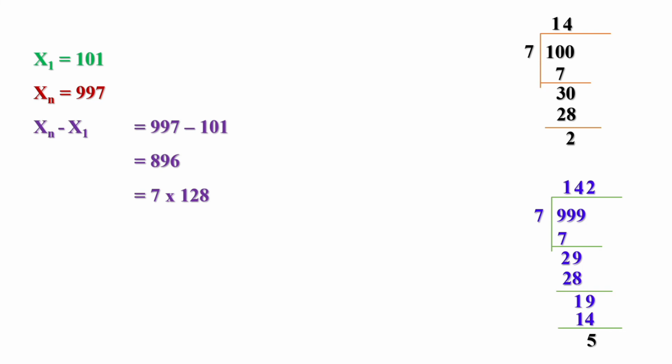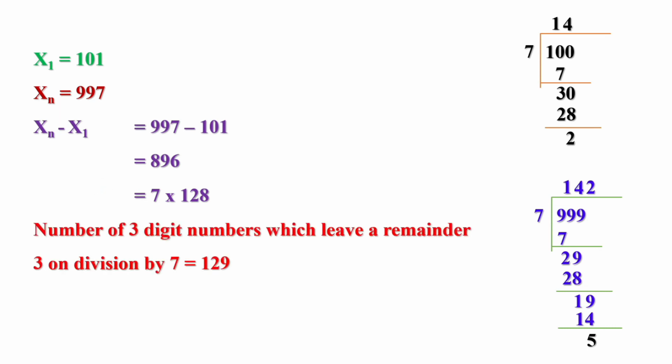So what will be the last term? When we add 128 times common difference to the first term, we will get the 129th term. So the last term of this sequence is the 129th term. Means there are only 129 terms.